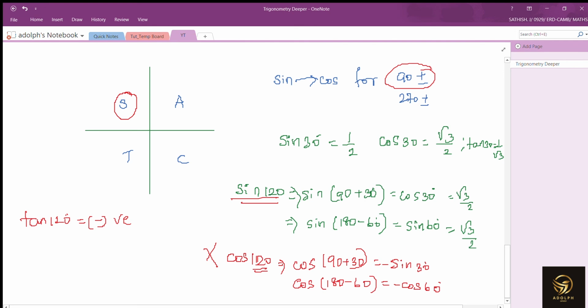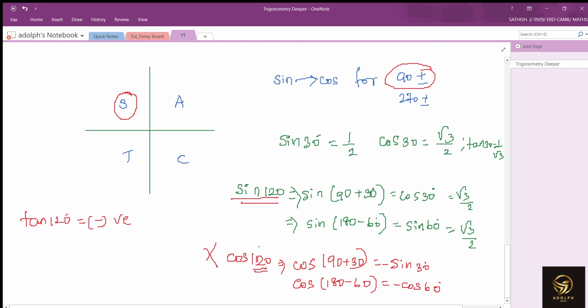So where you have to give the positive answer, where you have to give the negative answer, that you have to keep in your mind. After seeing that angle, either it is in the second quadrant or third quadrant or fourth quadrant, then you can judge that okay, only sine is going to be positive and cos and tan are going to be negative in the second quadrant.